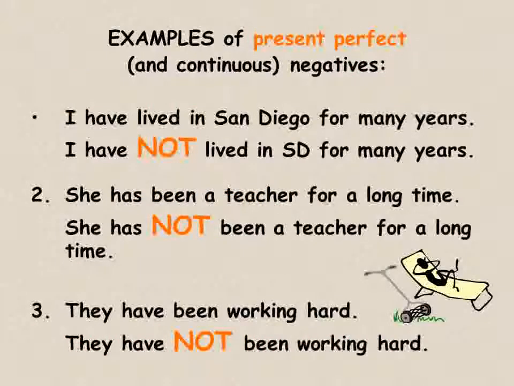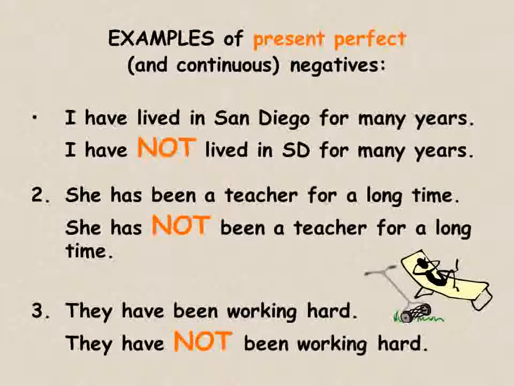In the examples that I just showed you, you have to make the negative form in a different way. But don't worry, it's actually much easier than the simple present tense. So number one, I have lived in San Diego for many years. Negative, I have not lived in San Diego for many years. Number two, she has been a teacher for a long time. Negative, she has not been a teacher for a long time. Number three, they have been working hard. Negative, they have not been working hard.